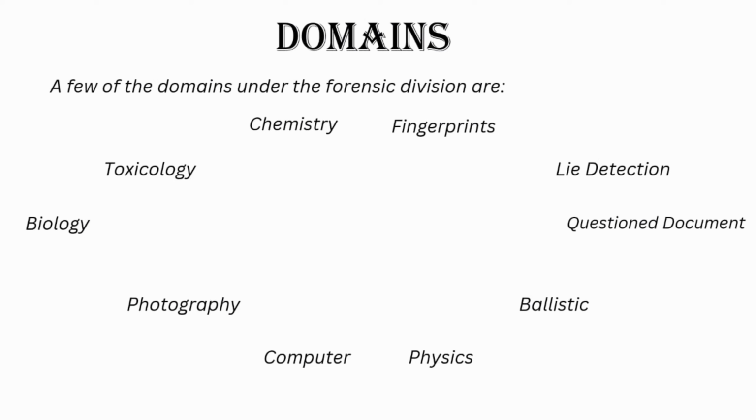Now, let us check out the major domains of forensic science. Forensic science is a vast branch containing numerous domains under it. Some of the major domains under the forensic division are forensic chemistry, forensic toxicology, forensic biology, photography, computer, forensic physics, ballistics, question document, lie detection, and fingerprints.